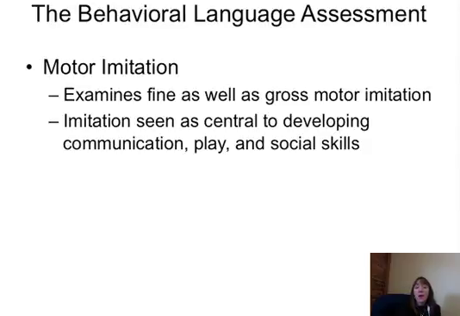Motor imitation is next. It examines fine as well as gross motor imitation, which we know is centrally important in developing all kinds of other skills. And the question asked is, does the learner copy actions? Number 1 is can't imitate anybody's. Number 2, imitates a few, modeled by others. 3 is several on request. 4 is several fine and gross motor. And 5 is any fine or gross motor, often spontaneously.